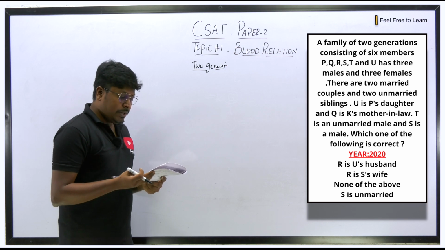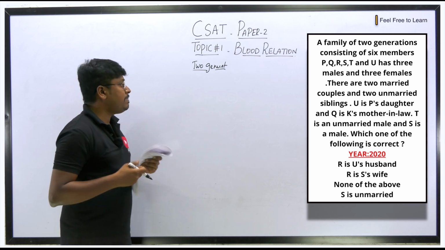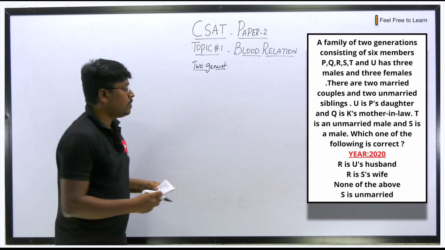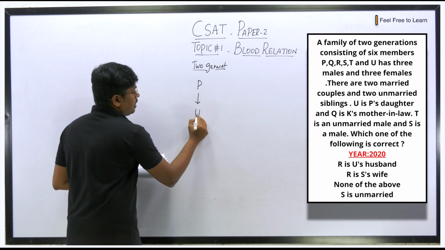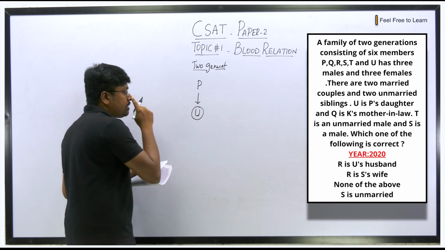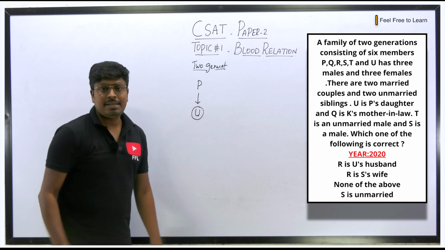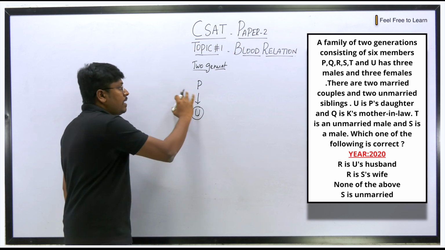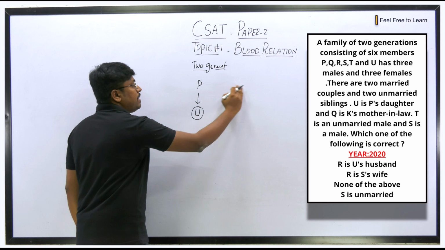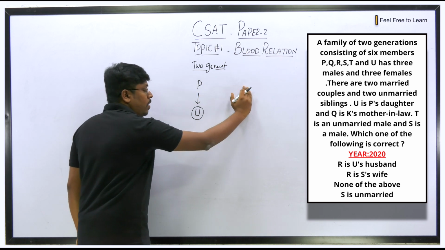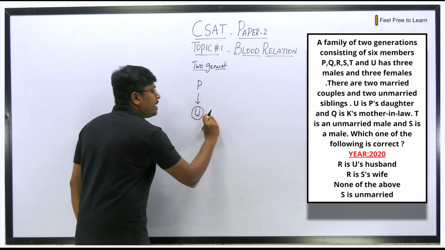U is P's daughter. That means P's daughter is U. So if P's daughter is U, then we can say that U is a female person. So I have marked it by a circle. Just listen here. You can see that the remaining persons should be placed here, or here.